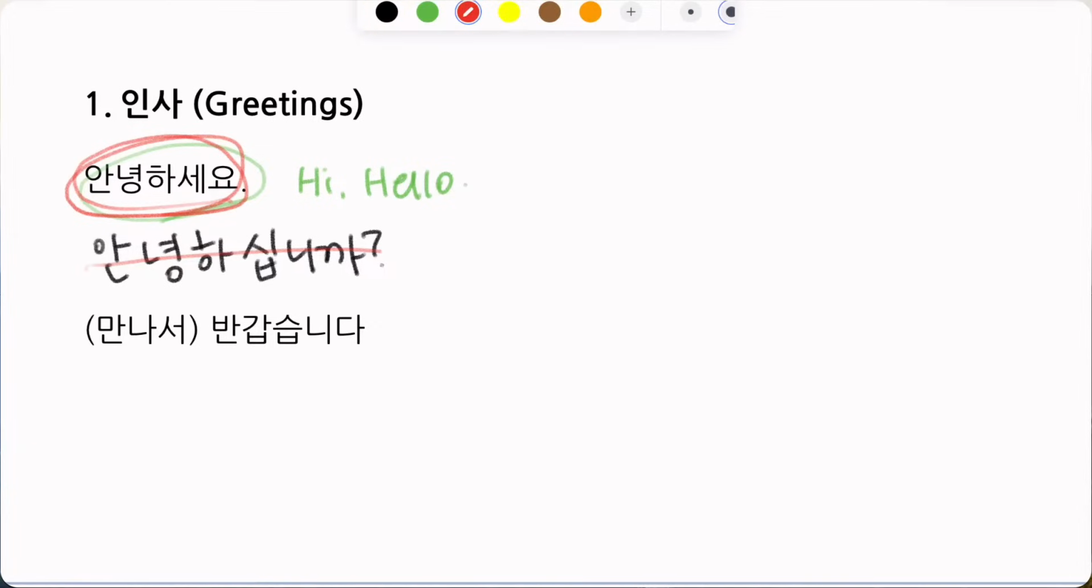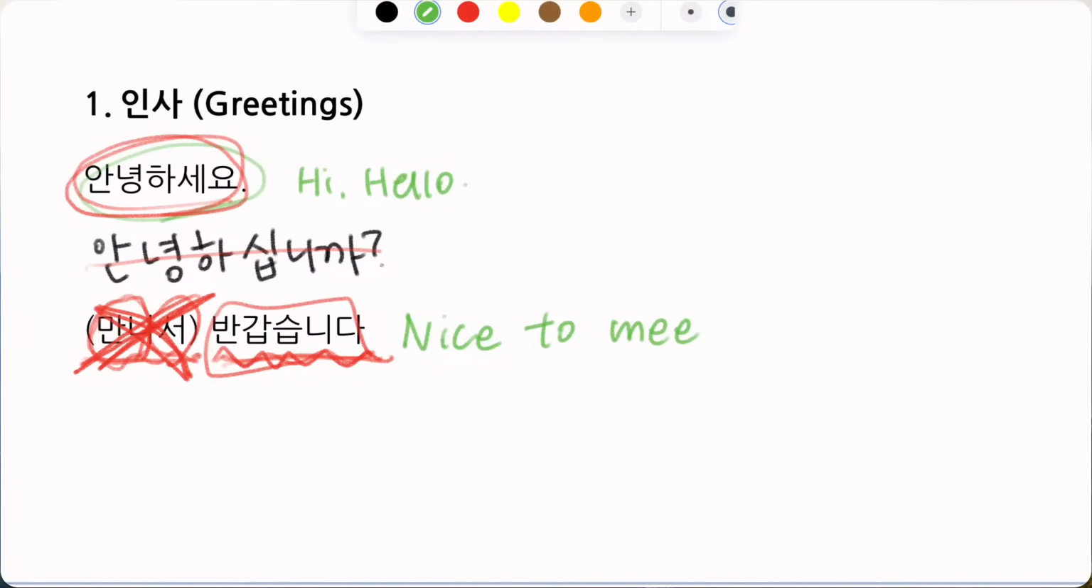And you could also start your introduction by saying 만나서 반갑습니다. If you break down the grammar, it literally means I meet you, so 반갑습니다, I'm happy. So it's like saying happy to meet you or nice to meet you. 만나서 반갑습니다. Or you can also remove 만나서 and just say 반갑습니다. Nice to meet you. So this is how you can start your introduction.